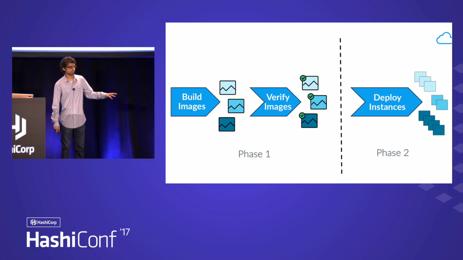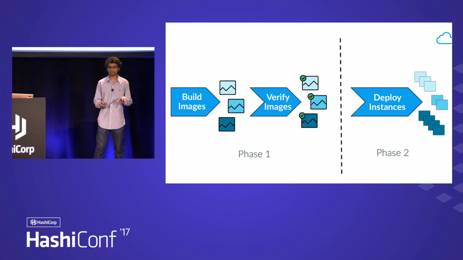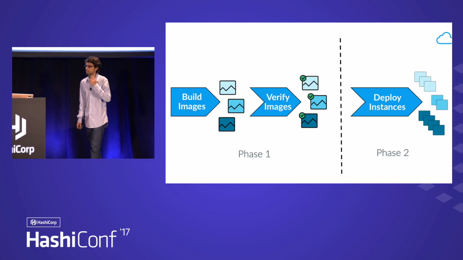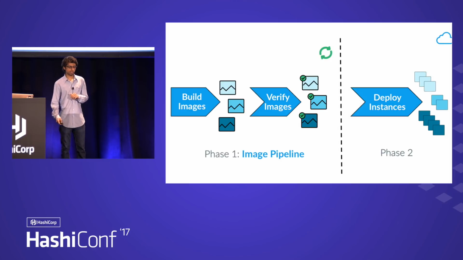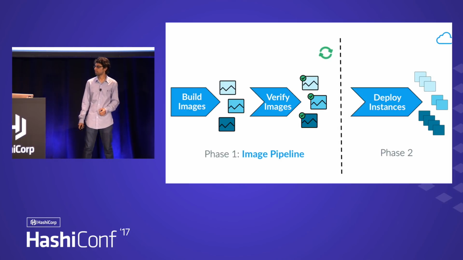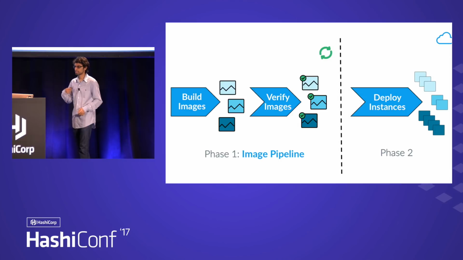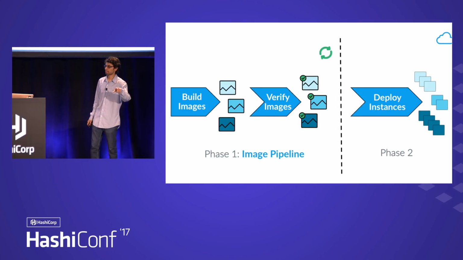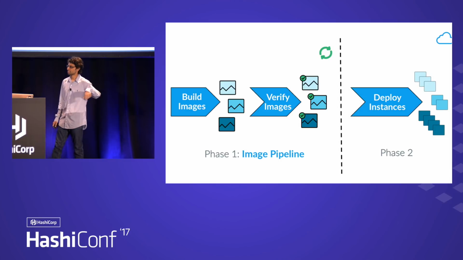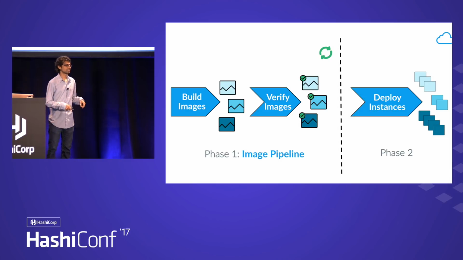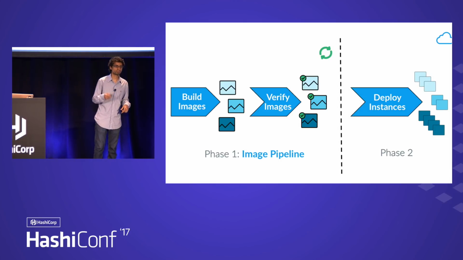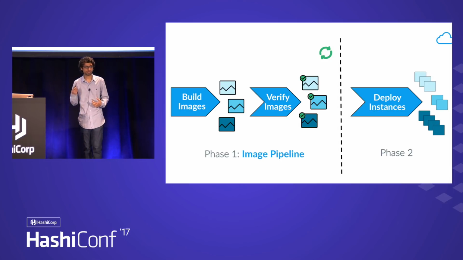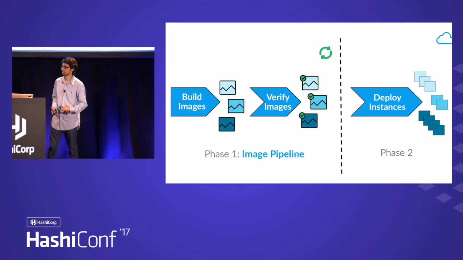Okay, earlier I showed you the slide where we divided up phase 1, phase 2. Thanks to image pipeline and Packer, we can call phase 1 complete. We are continuously building these images. This part is very important. The circle symbol that you see here implies that we're continuously doing this. You want to continuously be building and verifying images. This is only successful if you're doing that on a continuous basis. You don't want to just do it once and be done with it.